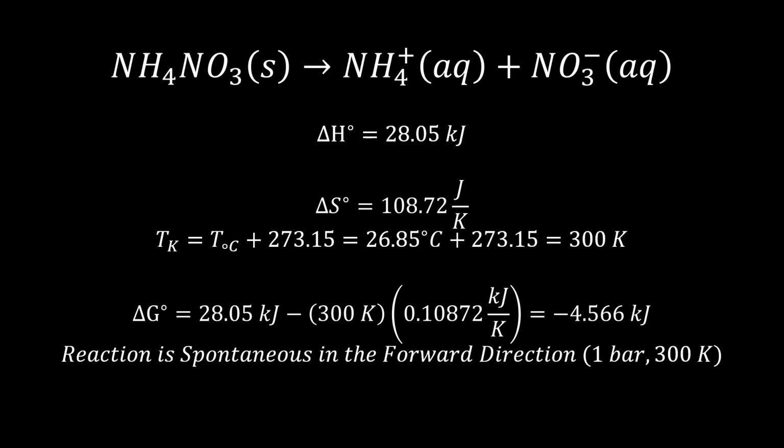We can also make the conclusion that in the reverse direction, from ammonium ion and nitrate ion towards ammonium nitrate, the free energy change would be non-spontaneous with a value of positive 4.566 kilojoules. And if we care about the energy change per mole of reaction, then we could just say for every time we do 1 mole of reaction, we are going to have negative 4.566 kilojoules of energy expended.